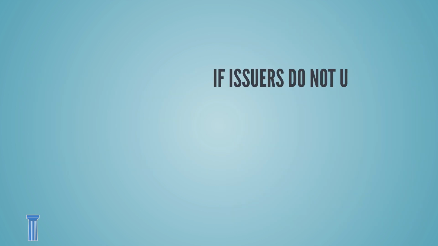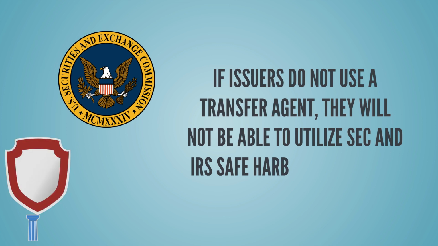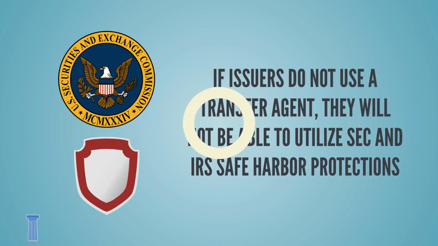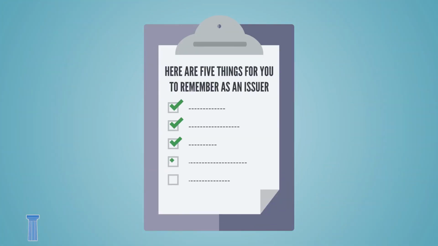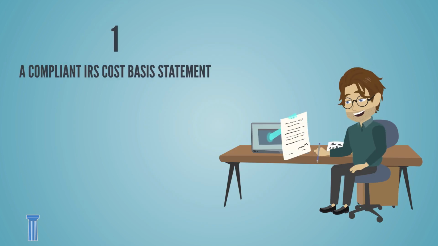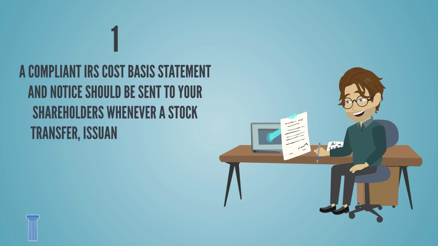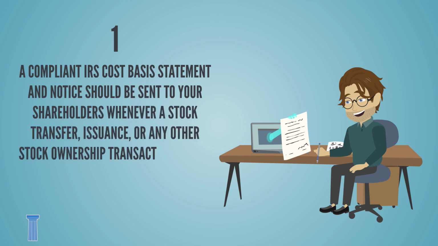If the issuers do not use a transfer agent, they will not be able to utilize SEC and IRS safe harbor protections. Here are 5 things for you to remember as an issuer. Number 1. A compliant IRS cost basis statement and notice should be sent to your shareholders whenever a stock transfer, issuance, or any other stock ownership transaction occurs for your company.